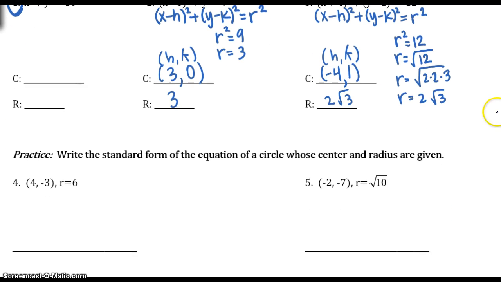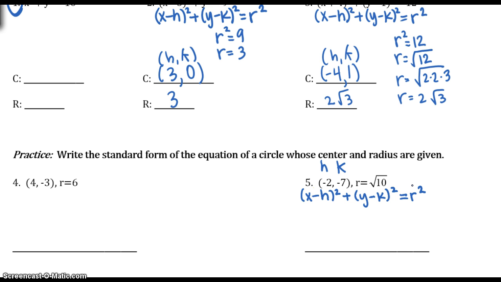Let's move down here. Write the standard form of the equation of the circle whose center and radius are given. I'm going to look at number five first. This is going backwards from what you already have done, and this is the more difficult of the two problems. So we know this is h, we know this is k, and we know this is r. So we know our equation is (x − h)² + (y − k)² = r².